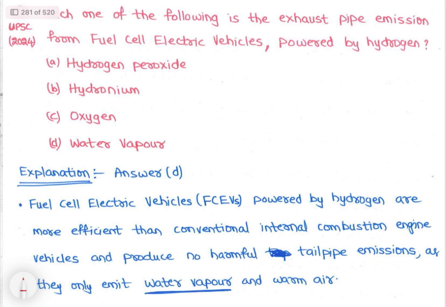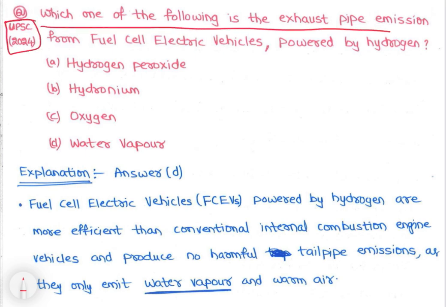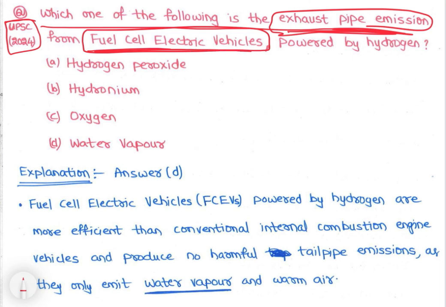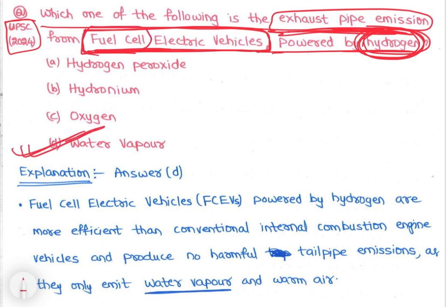See again, अब देखो क्वेश्चन आया 2024 में. Which one of the following is exhaust pipe emission from fuel cell electric vehicles? Fuel cell technology में waste क्या होगा? Powered by hydrogen. Electric vehicle से उसमें exhaust waste क्या आएगा? That is water vapor. Fuel cell we have studied, waste is what? Just water vapor and heat. So water vapor is the answer.